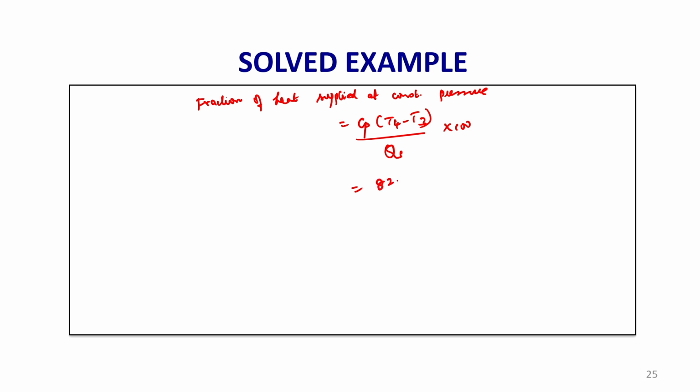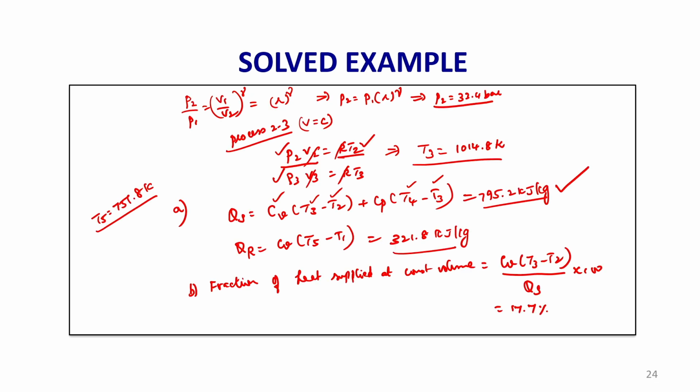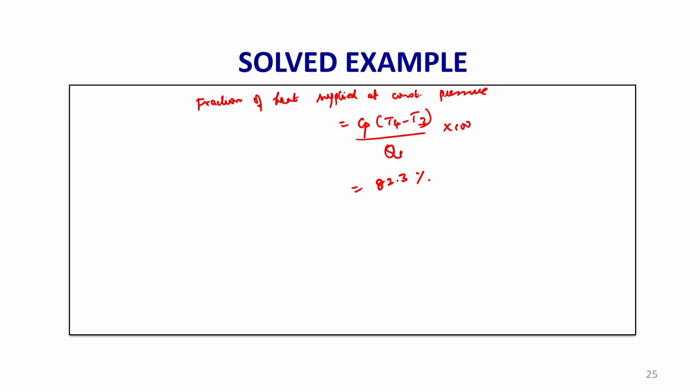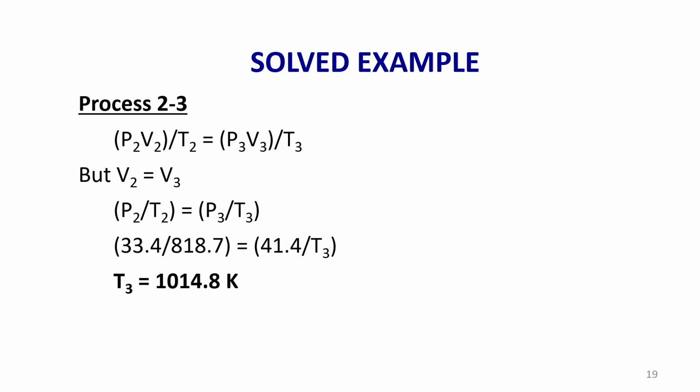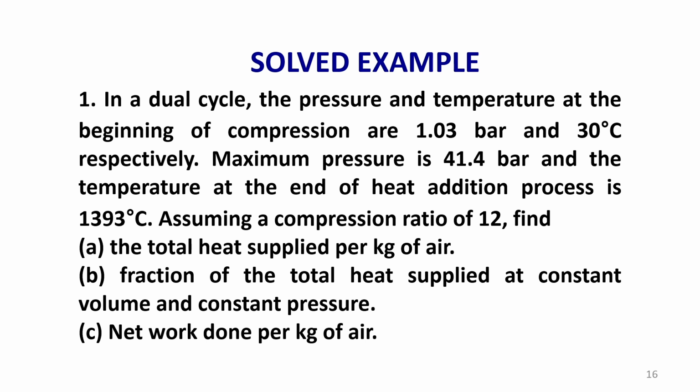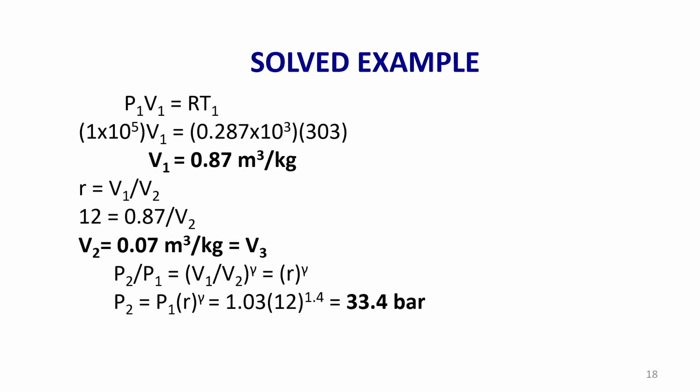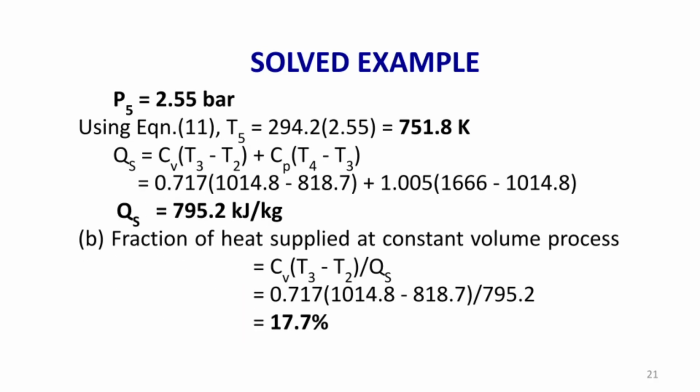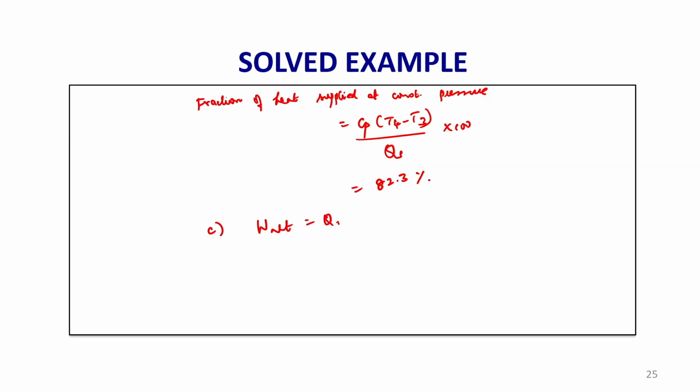So, out of the 100 percent, 17.7 percent of heat is supplied at constant volume for the data given in the problem, and the maximum amount of heat is supplied at constant pressure for this case. However, the percentage will vary when the conditions are changed. The next and last question is the net work done per kg of air. So, net work done W net is equal to QS minus QR divided by QS.